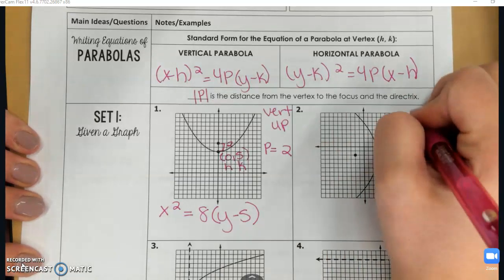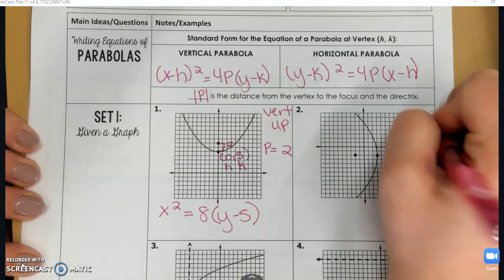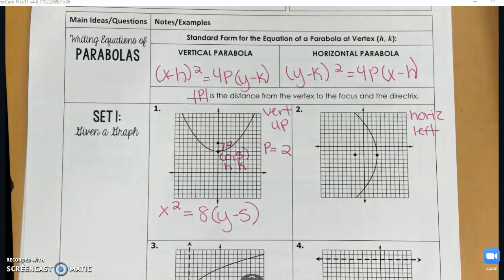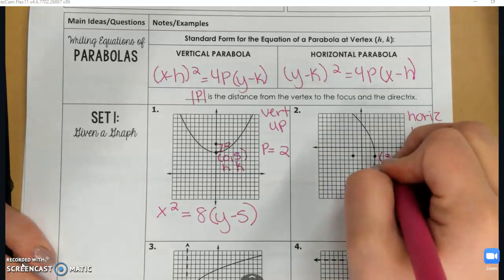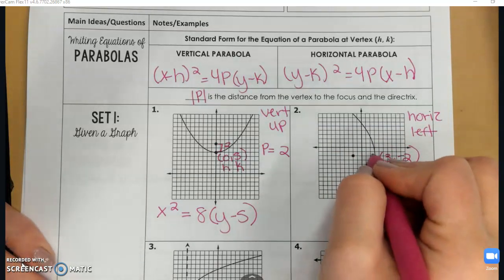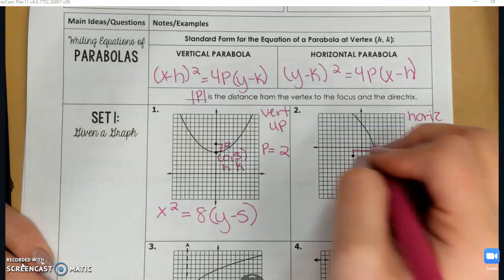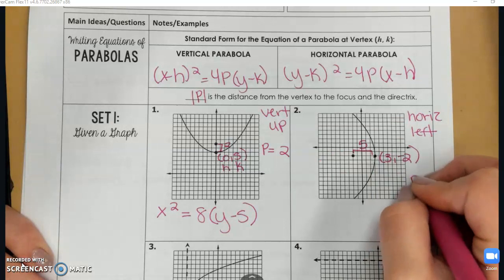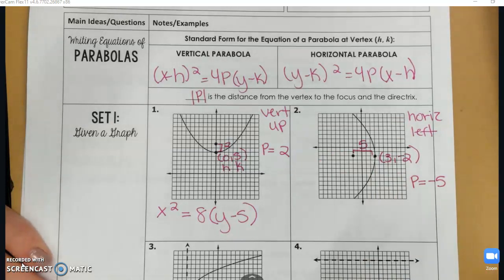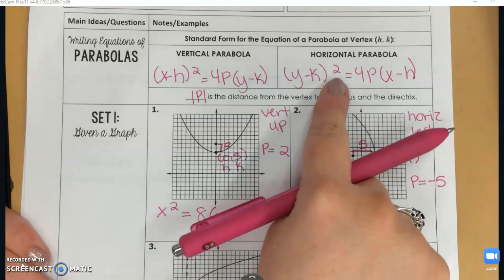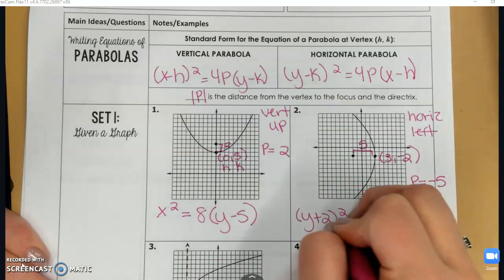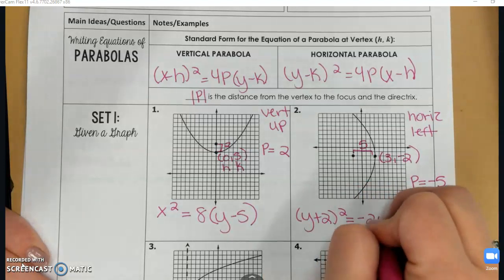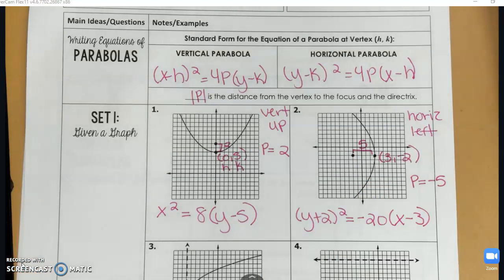This is a horizontal parabola that is opening to the left. So before I even know what P is, I know it has to be negative because of the direction this parabola is opening. Let's identify right here. This is my vertex. It is at the point 3, -2. And then if I can find how far apart the vertex and that focus is, and that's 5 units, that tells me P is going to be -5. And again, it's negative because of the direction. So now I can plug in all of this information to my horizontal parabola equation. So y plus 2 squared equals -5 times 4 is -20 times x minus 3.